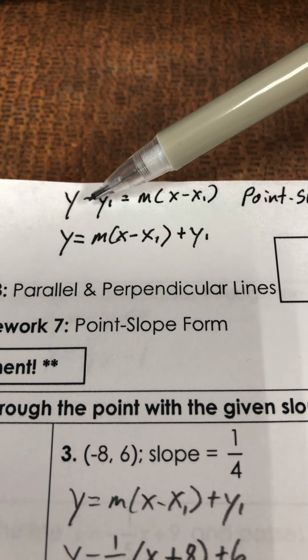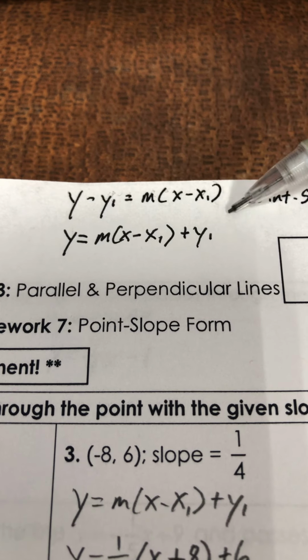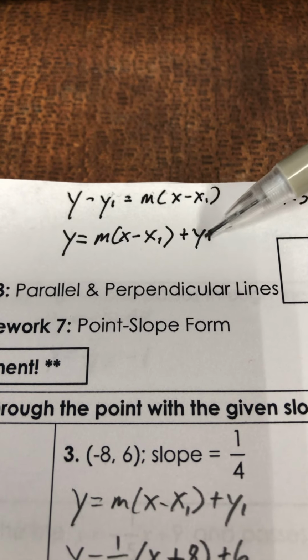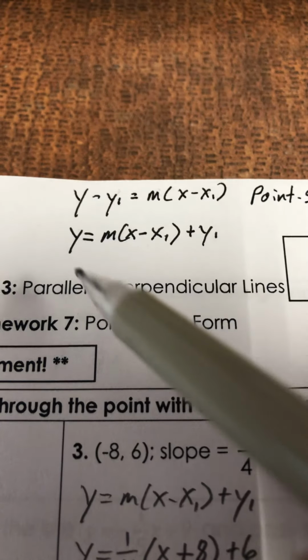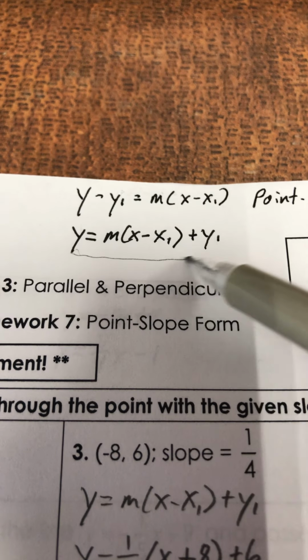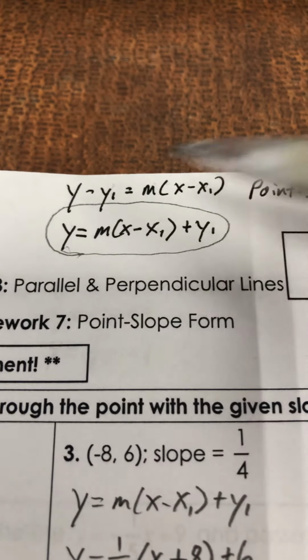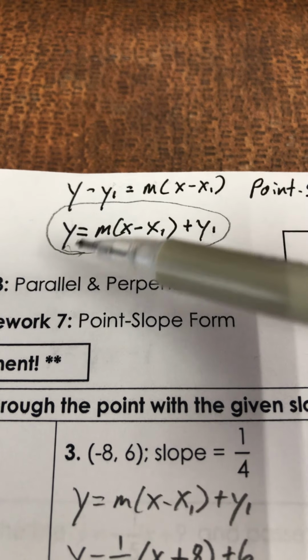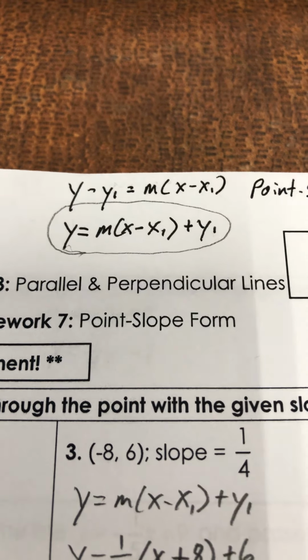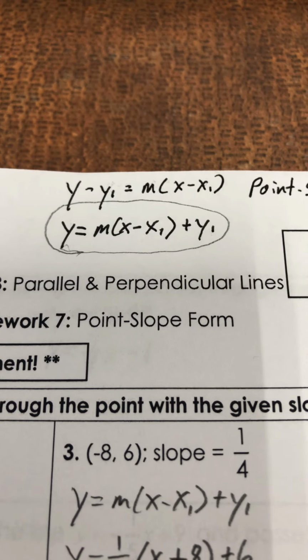Notice I would have to add a y1 to both sides. So I just put my y1 here, and I'm going to be working with this. I'm going to change the formula to this to kind of save a step and make life a little bit easier. These are the same. I'm just getting my y by itself on one side of the equation to get us started.